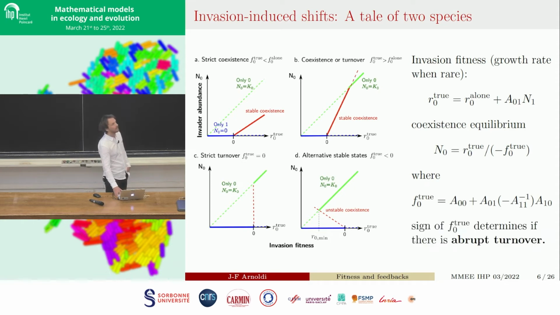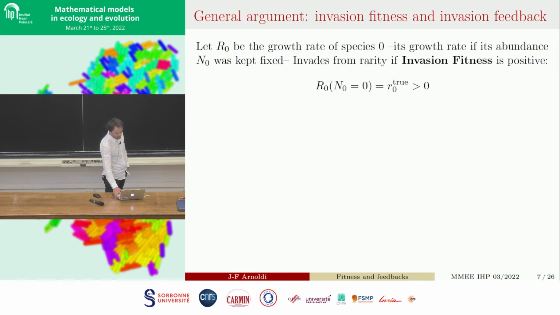All right, and what you see is that the sign of this value, which has to do with the interactions between resident and invader, decides whether there can be abrupt turnover or not. So let's think about the more general argument that will hold in more complex communities. You'd start from the invasion fitness.